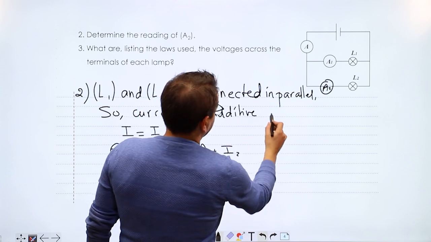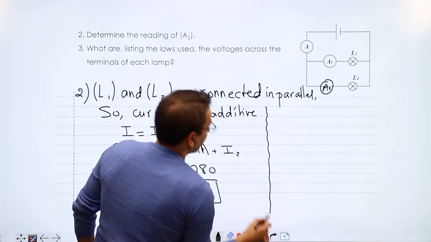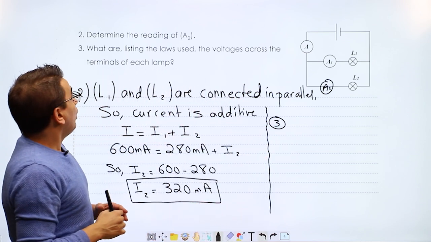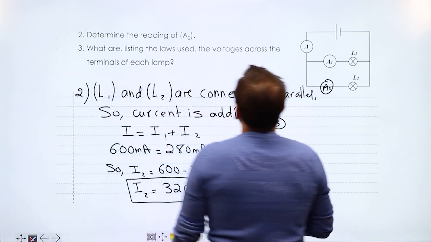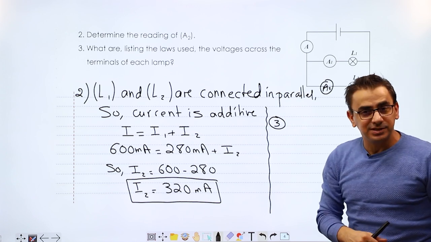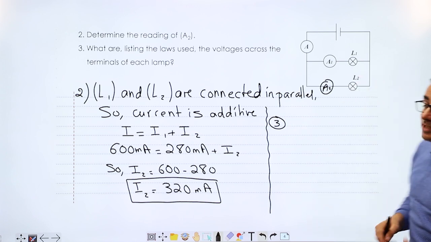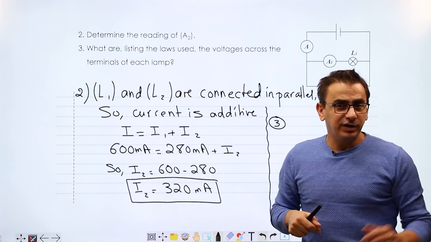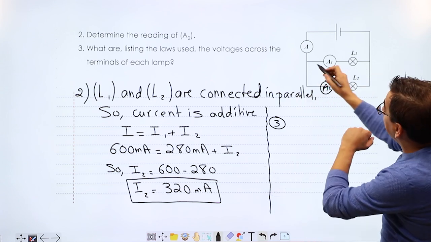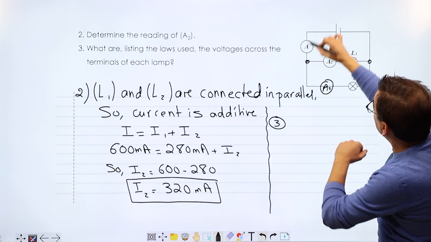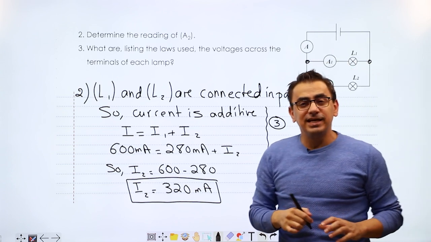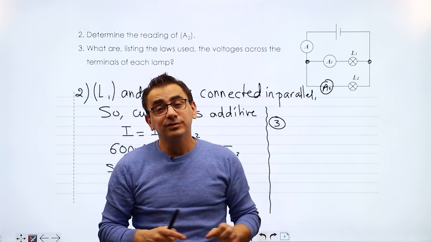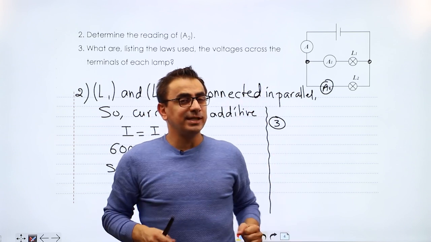Okay, now splitting my page here to continue with part 3. Listing the laws used, the voltages across the lamps. So the voltages across the lamps, how much are these? First, the lamps are connected in parallel. And they are also connected in parallel across these points here, which are also connected to the dry cell. So I can say that lamp 1, lamp 2, and the generator are in parallel connection. So they share the same voltage.